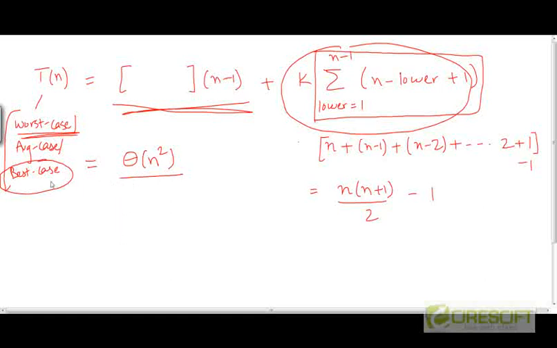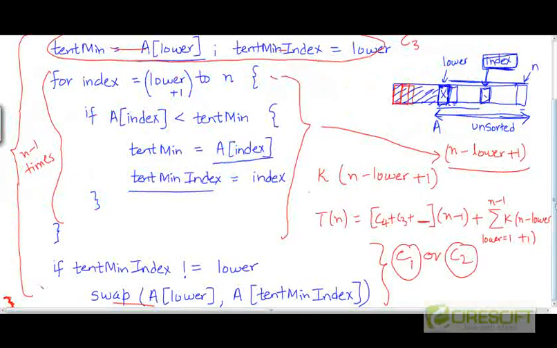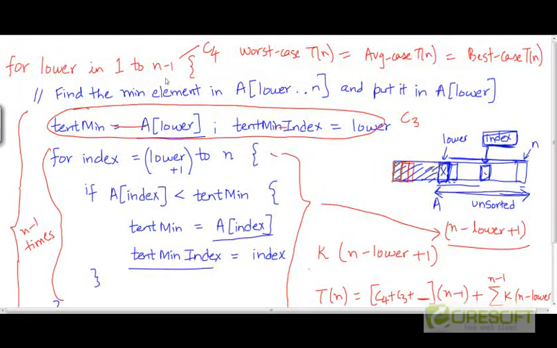Now strictly speaking, we can optimize our selection sort algorithm so that it runs in theta of n best case time. And the way to do that is by first checking whether the array is already sorted or not before we execute this loop. If the array is already sorted, we simply terminate the algorithm. And if it's not already sorted, then we execute this code that we've written here.